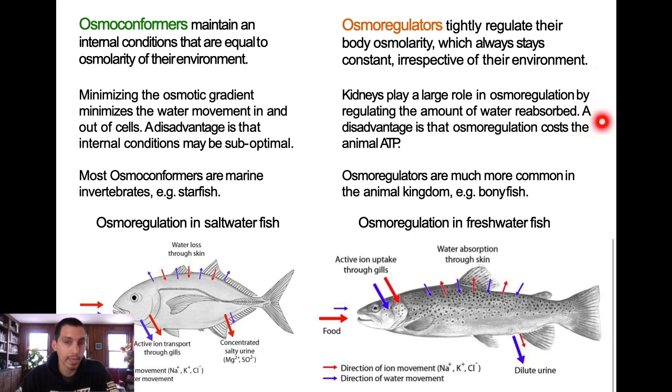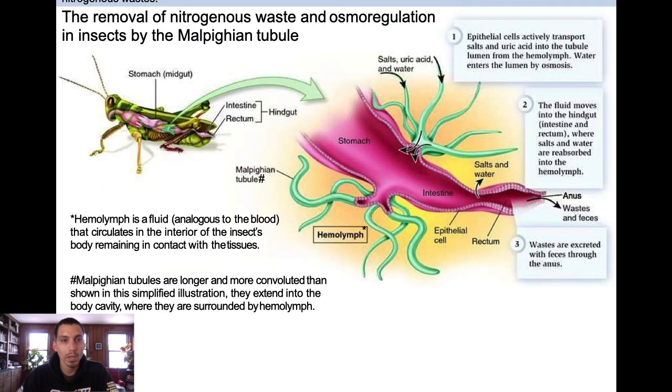Disadvantage of this is that active regulation, anytime anything active, that's going to cost ATP. So these osmoregulators have the expense of ATP, but the benefit of having a constant internal environment. So again, it's a trade-off. Osmoregulators in the animal kingdom are much more common, and humans would fall under that osmoregulator category.